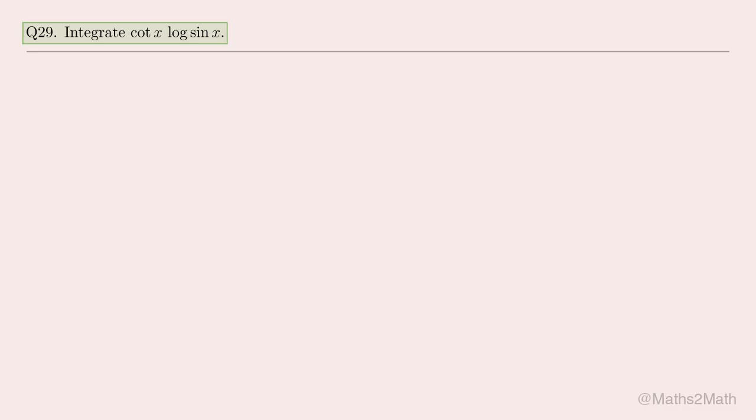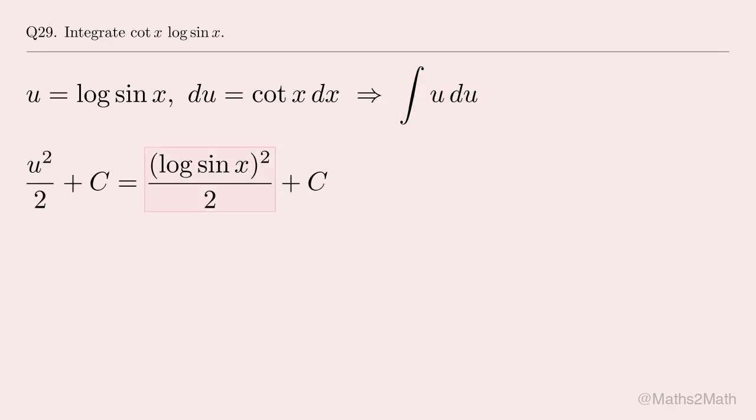Question 29. Cotangent times log sine. Cotangent is the derivative of log sine, so this is u times du. U equals log sine x. Half the square.